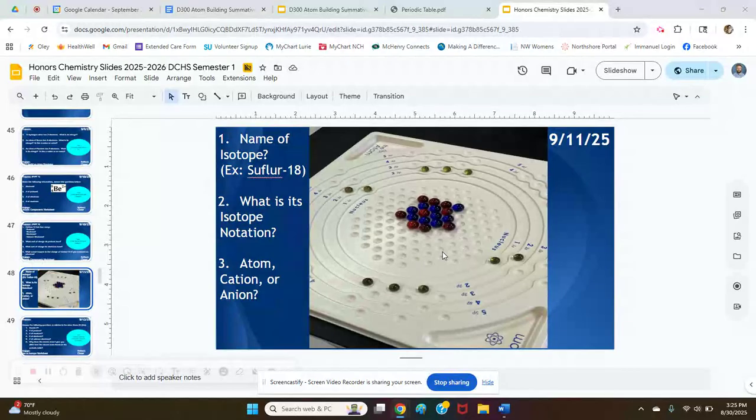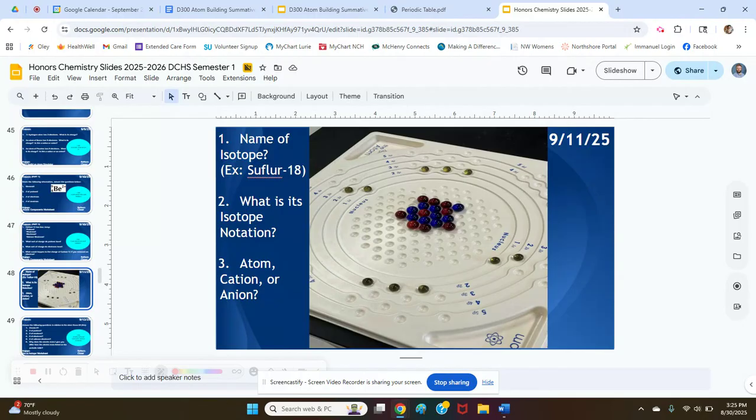Today we are going to be looking at a modeling kit. There's a bunch of pictures that we're going to be looking at, and we're going to be determining what we're looking at based on the colors of the marbles that are there. So, in order to do this, you need to know what everything represents.